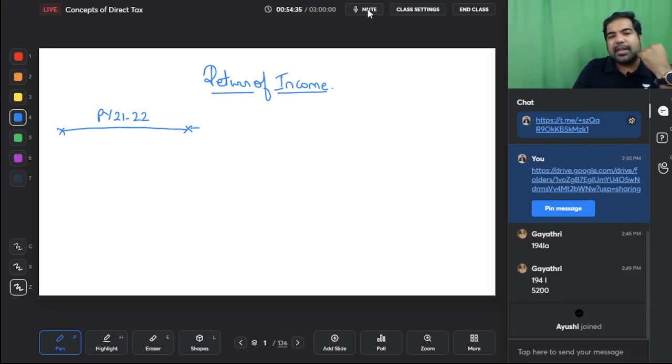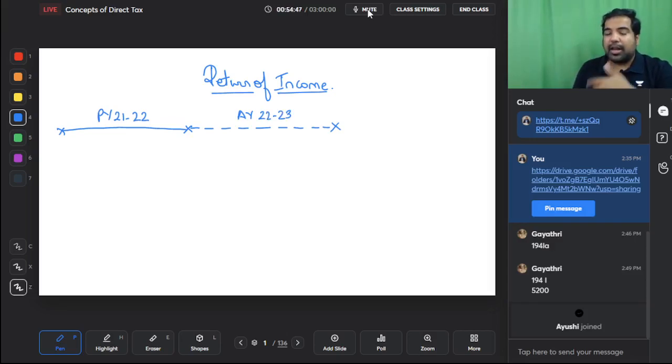So the government says that after the year gets over, you please send me a report card of what has happened to you during the year, which heads of income you've earned money, how much tax has been deducted, how much tax has been paid, what is the interest. All of that you tell me by filing a return of income.